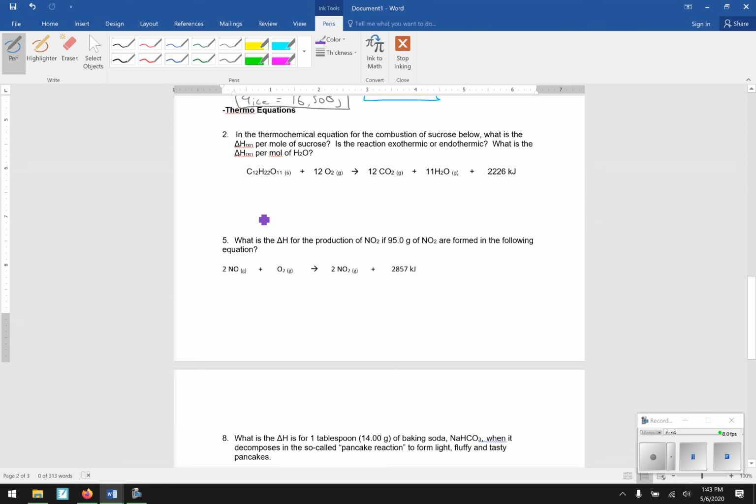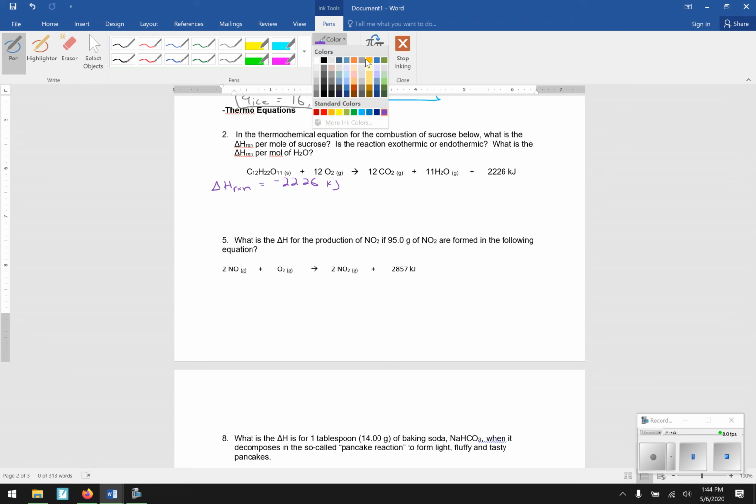So, the thermochemical equation for the combustion of sucrose is below. What is the heat of reaction, delta H of reaction, per mole of sucrose? Well, delta H reaction overall is going to equal, this is for the whole thing, not per mole of anything, negative 2,226 kilojoules. The reason for that: if kilojoules is written as a product, that means it's being given off. That means it's exothermic. So when we write heats of reaction, it gets the negative. The negative indicates that heat is leaving.